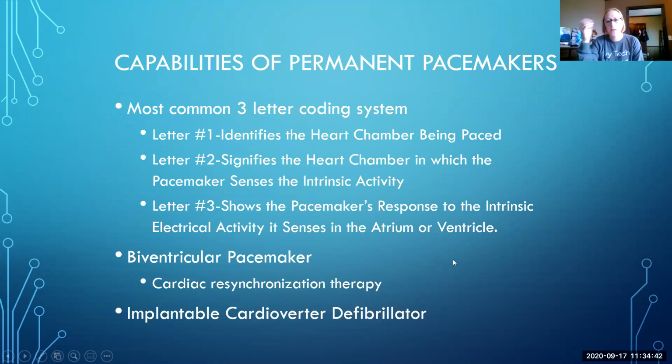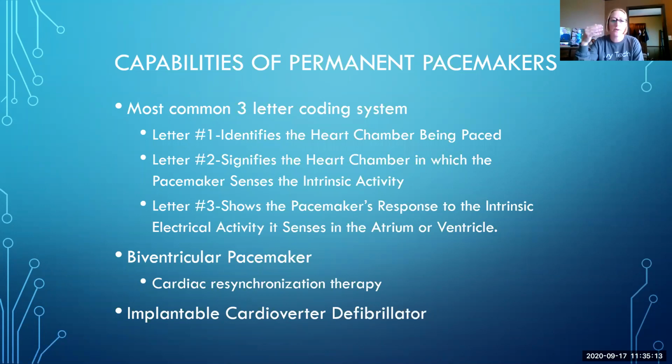So the capabilities are determined by a coding system. You guys do not need to memorize this coding system. It goes by 3 letters. It's actually 5 letters, but typically what you hear is 3 letters. And your most common is going to be everything. Your DDD, your dual chamber that's being paced, your dual chamber that's being sensed, and it's going to do both as far as inhibit or overdrive. Yeah, inhibit and overdrive. So it's going to do both.